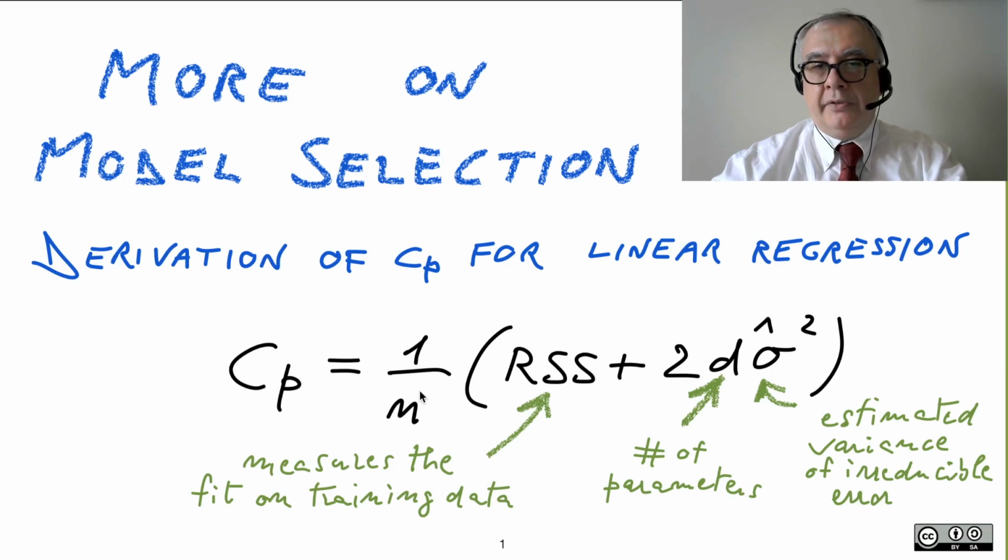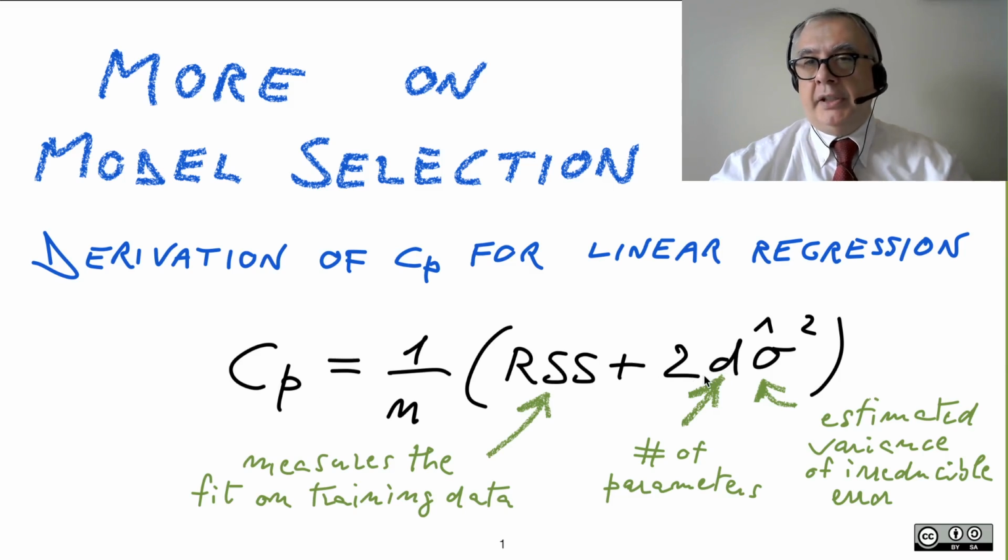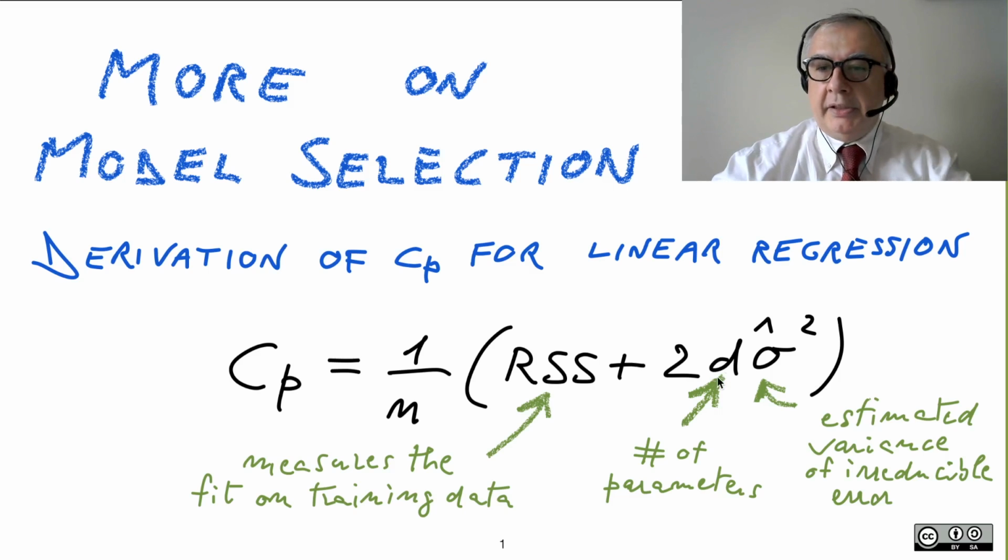And well, okay, 1 over n is not essential, and the idea is that you are comparing models based on this criterion, meaning that if you have two regressions that provide the same RSS, you will choose the one with fewer parameters, because in this way you are minimizing CP. In the same way, if you are considering two models with the same number of parameters, obviously you will choose the one that gives you the smaller RSS.